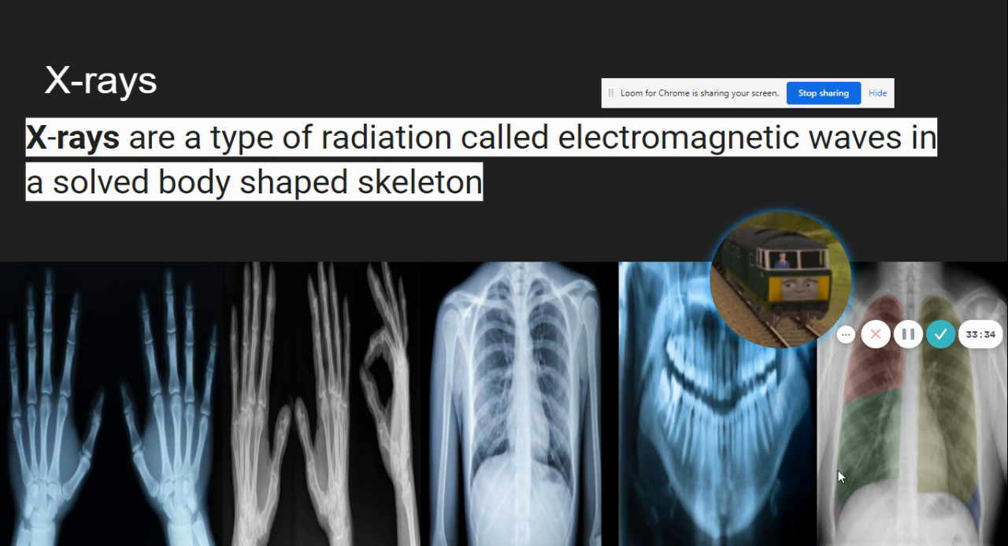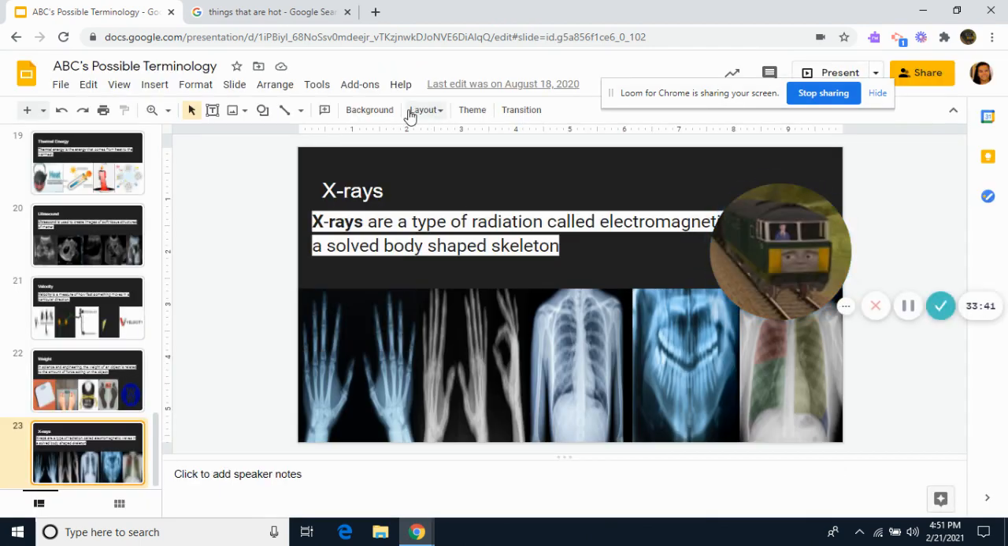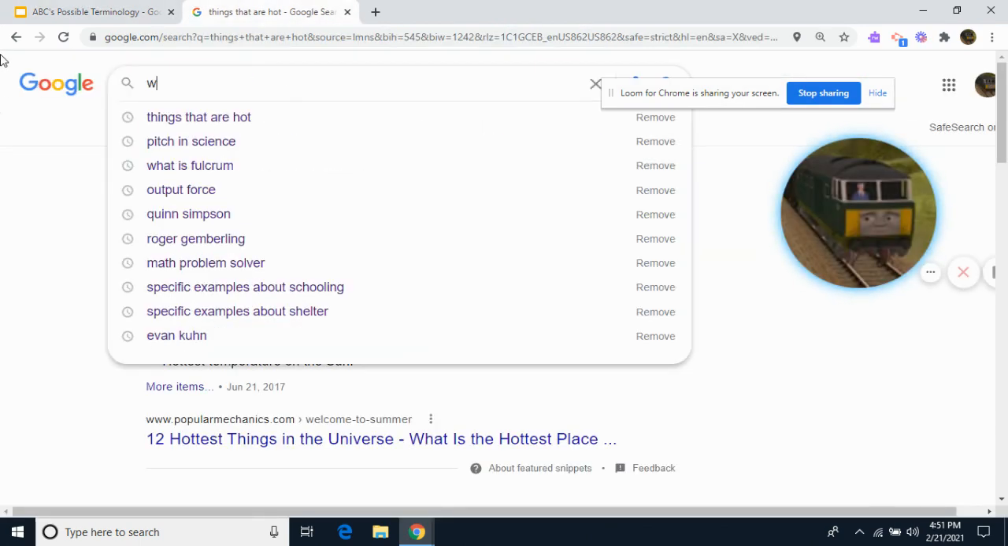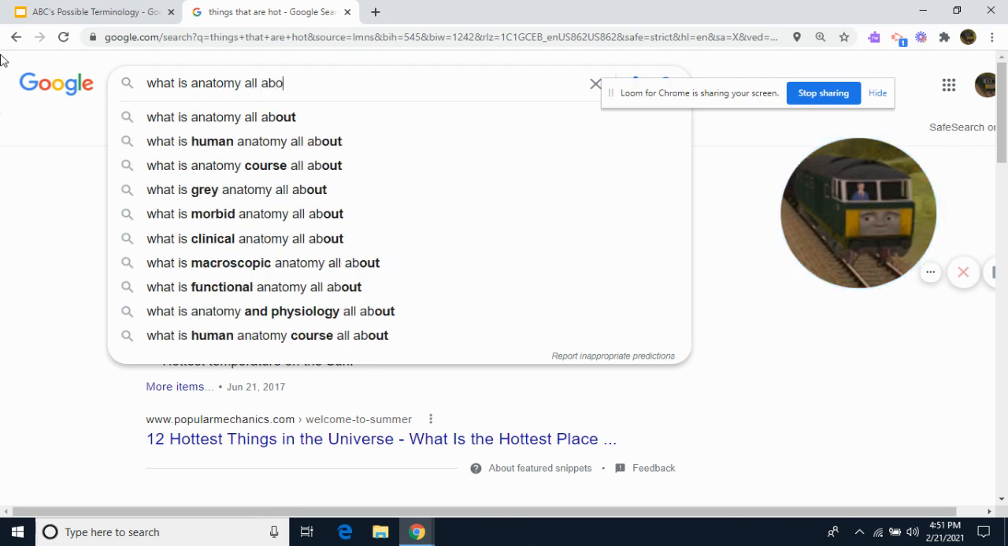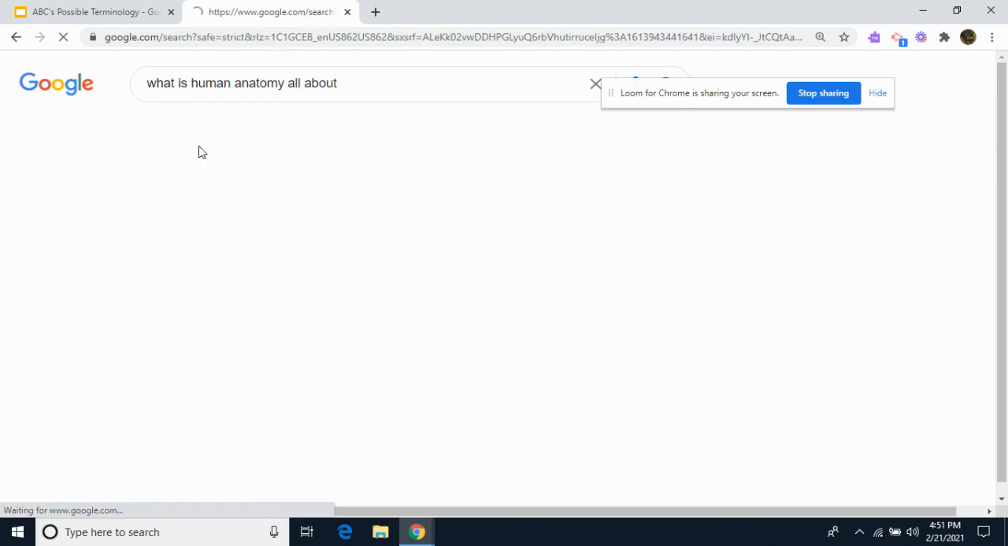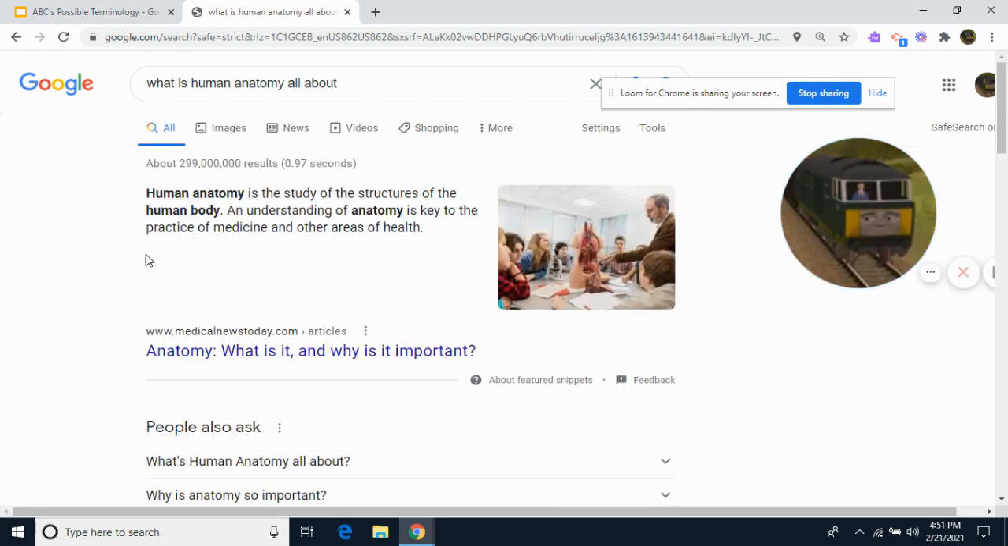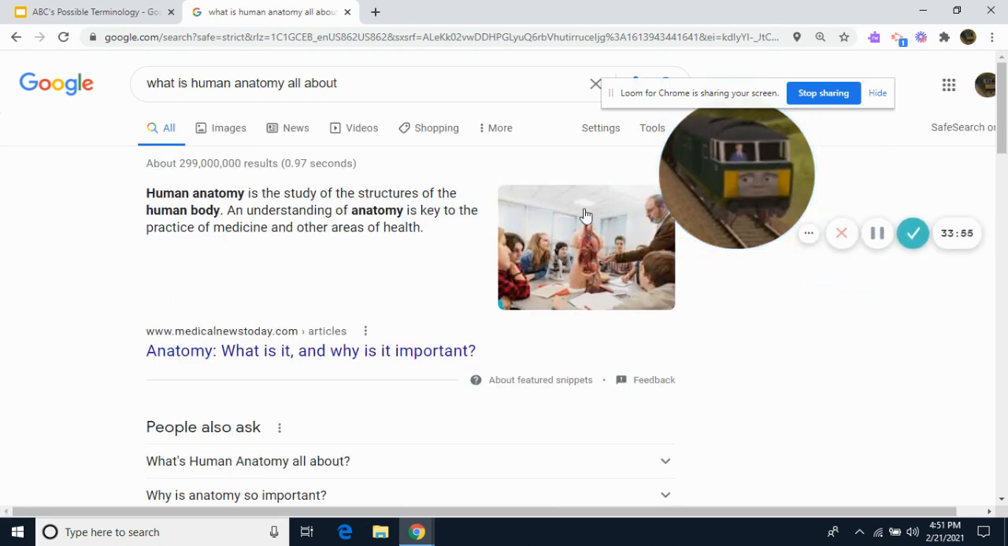You guys should take anatomy. What is anatomy all about? I'm going to show you some questions. What is human anatomy all about? Human anatomy is the study of the structures of the human body. An understanding of anatomy is key to the practice of medicine and other areas in health.